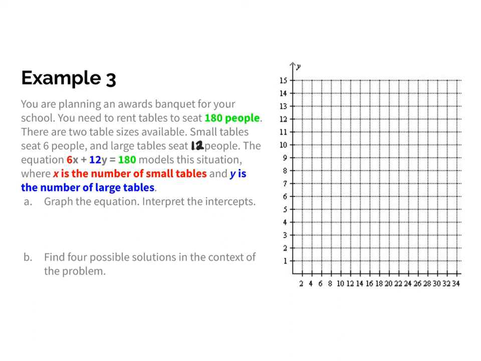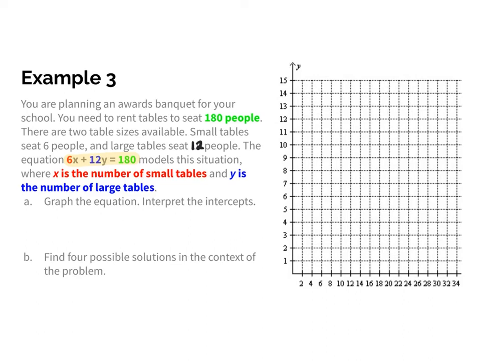And here we have an equation written in standard form that represents this situation. So we have 6x plus 12y equals 180. Given this equation, you can recognize that 6x represents the small tables, where x is the number of small tables, 12y, where y represents the large tables, and then 180 is the total number of people. So 6 and 12 represent the number of people at each type of table, and x and y are the small and large tables respectively.